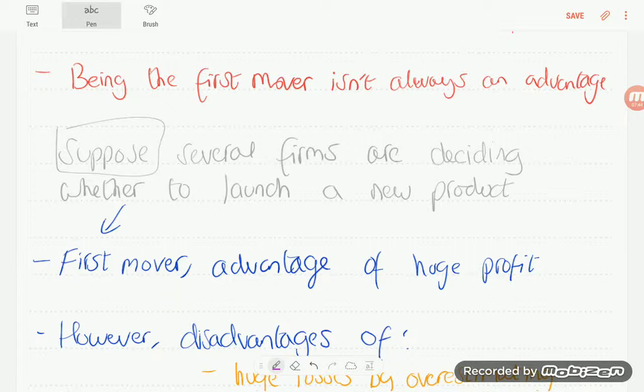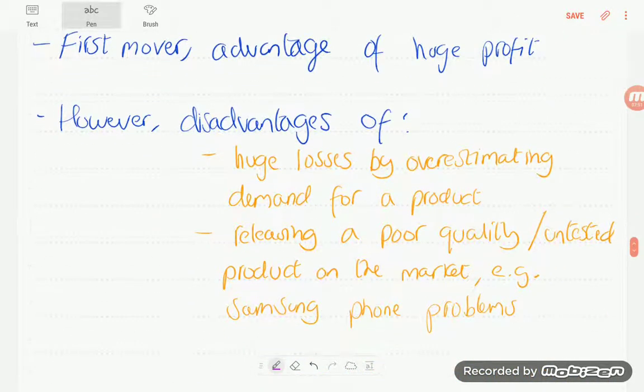For example, suppose several firms are all deciding whether to launch a new type of product onto the market. The first mover could make a huge profit by winning a large market share very early. However, if they've overestimated the demand for the product, they may make huge losses. Also, competitors may be able to use a lot of the technology that the first firm has developed, reducing their costs and allowing them to charge a lower price than the first mover.